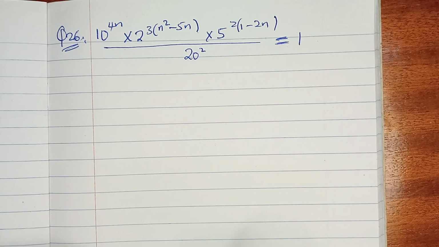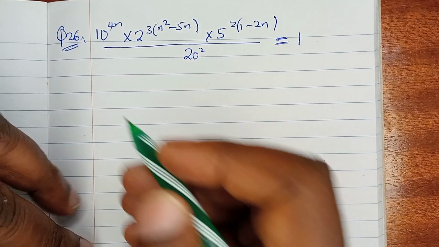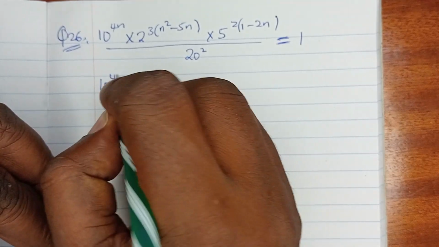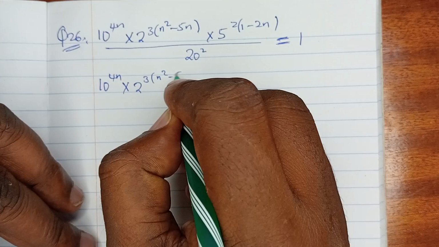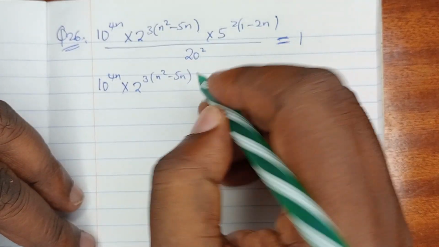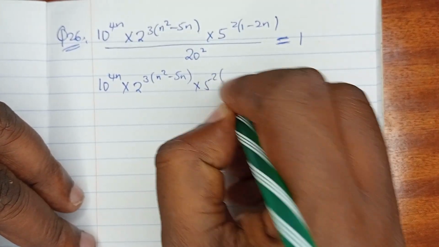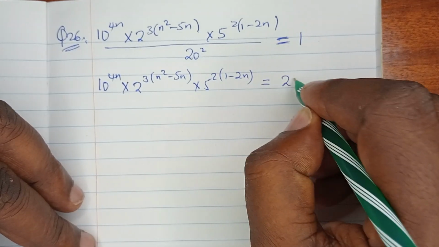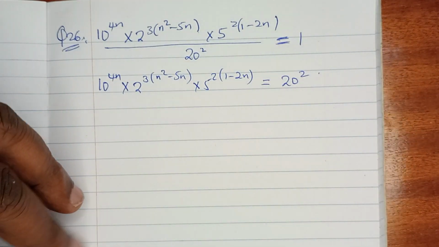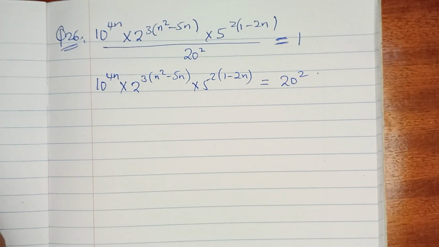And it goes without saying that we can just rewrite that: 10 raised to power 4n times 2 to the 3n squared minus 5n times 5 squared to the 1 minus 2n is equal to 20 squared. As much as there are complicated ways you can use to solve this question, I would just want to be simple.